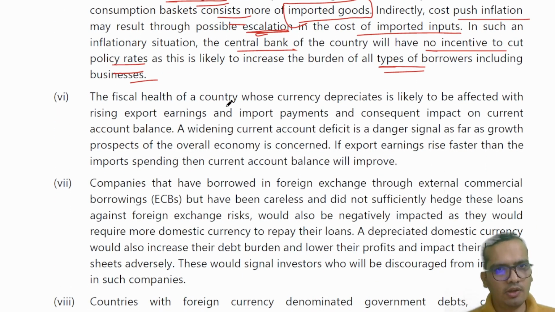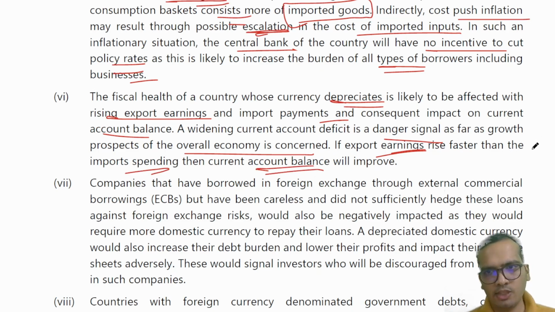The fiscal health of a country whose currency depreciates is likely to be affected, with rising export earnings and import payments and consequently an impact on the current account balance. A widening current account deficit is a danger signal as far as the growth prospects of the overall economy are concerned. If export earnings rise faster than import spending, then current account balance will improve, करेंसी अकाउंट बैलेंस विल इम्प्रूव, मतलब ज़्यादा एक्सपोर्ट हो रहा है तो ज़्यादा फॉरेन करेंसी आ रहा है, तो ज़्यादा उसका अकाउंट बैलेंस इम्प्रूव होता जाएगा.